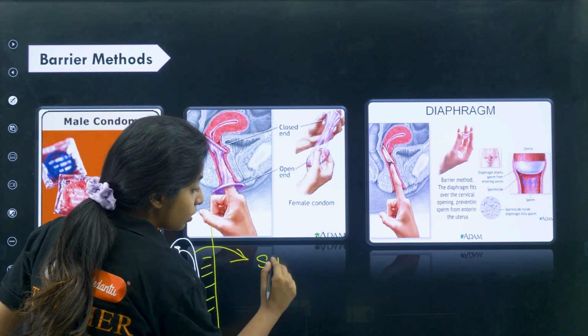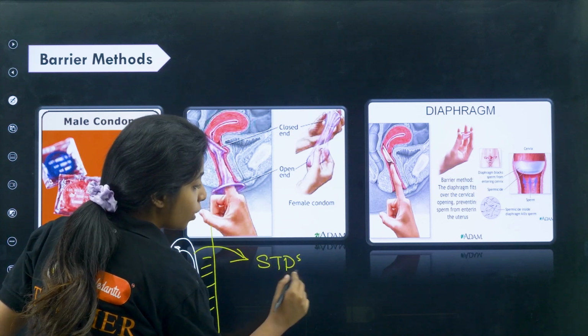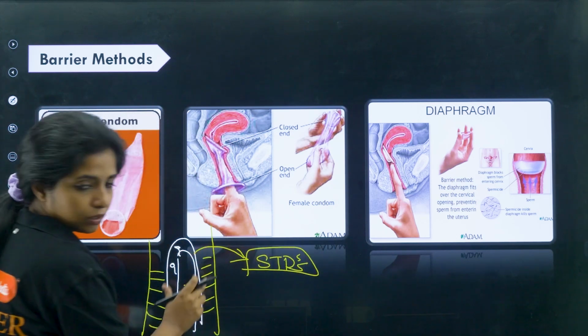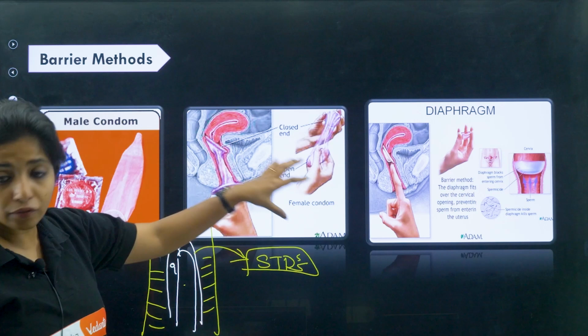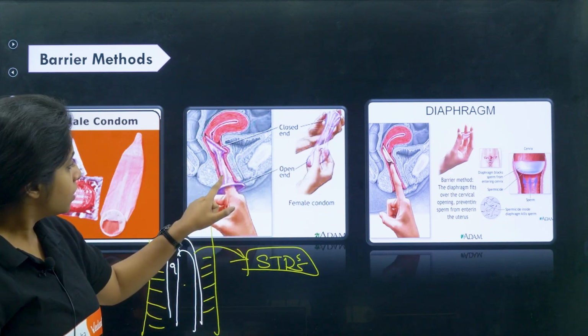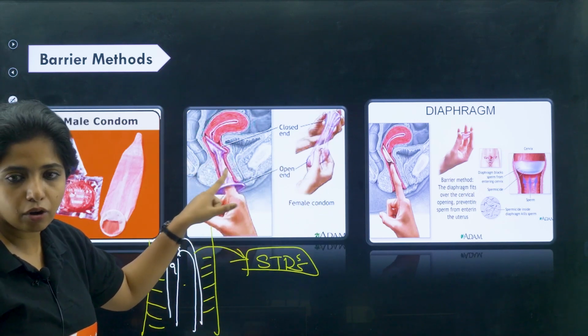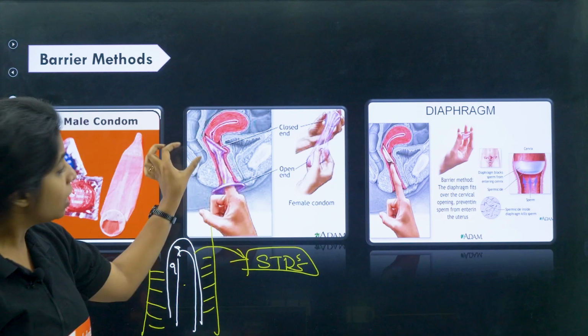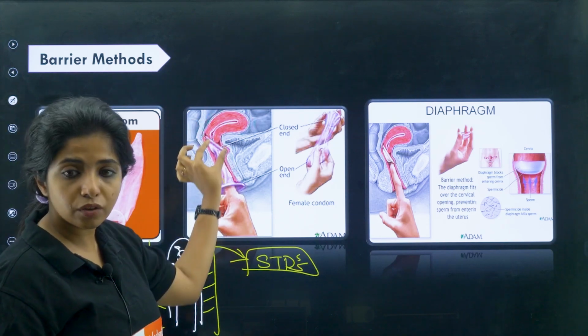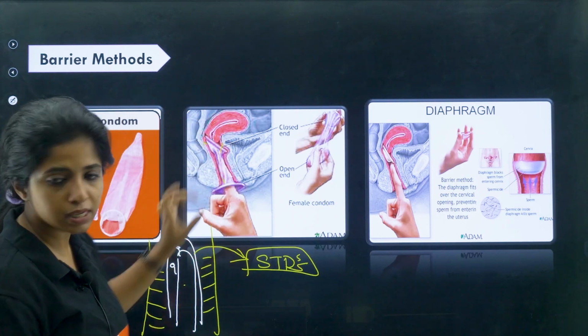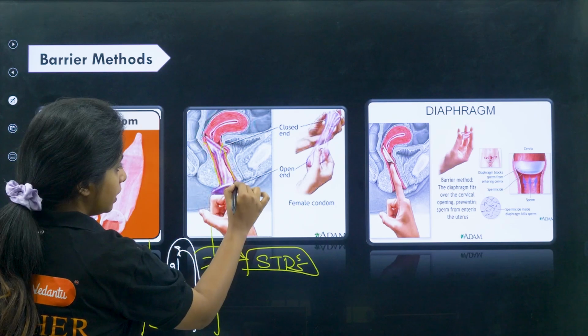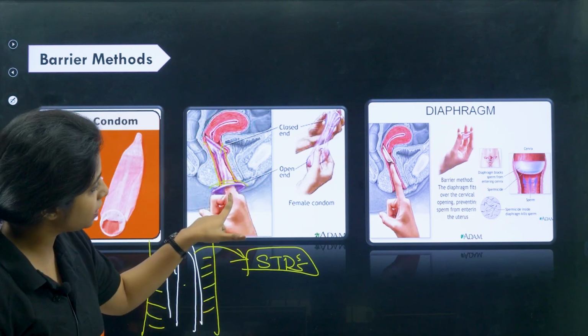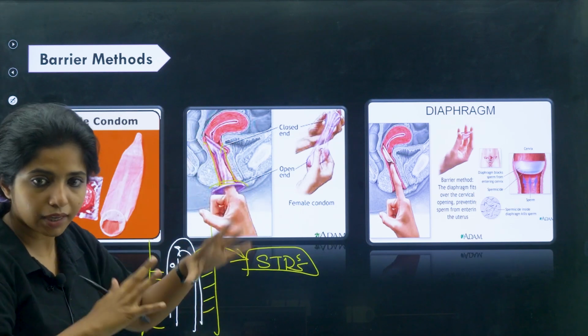Condom is a contraceptive method which also prevents what? STDs. So only method, nothing else. In barrier methods there are a lot of other things, but not everything protects. This is the female condom. This is the male condom. This is the female condom. Female condom is put in the cervix. The head of it is put in the cervix and later it is like this. So the penis is inserted inside such that there is again no contact.